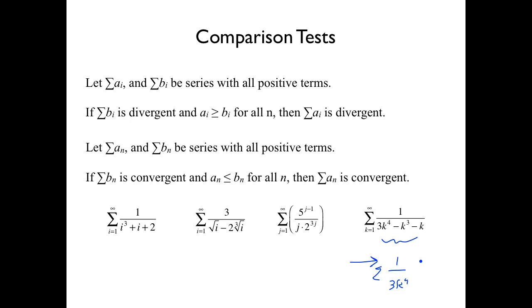Other questions? Yeah? If we were to add k cubed minus k, would that make any difference? Yes, then you could do direct comparison, because k cubed minus k will always be positive. Then you're making the denominator bigger, a smaller fraction, so direct comparison. Yep. Other questions? Okay.